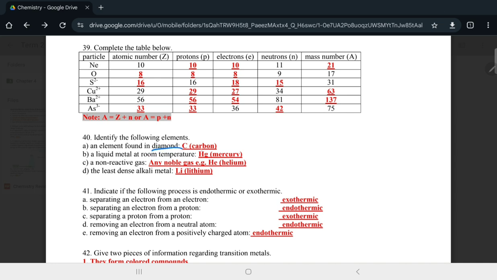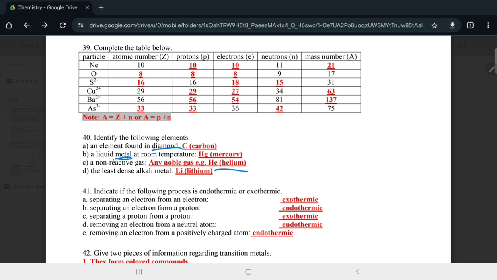What is found in a diamond? Carbon. Diamond is a network solid made of carbon atoms together. Another type of network solid is graphite. Graphite is a network solid, and it's also again made of carbon. A liquid metal at room temperature, we all know mercury. Non-reactive gas, you can choose any noble gas. You open the periodic table, just choose any random noble gas you see. Here they chose helium, but you can choose any.